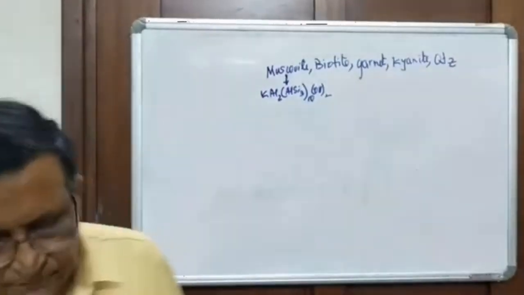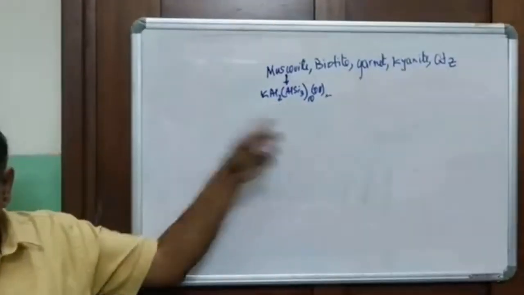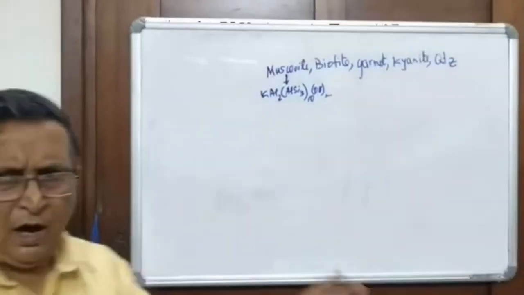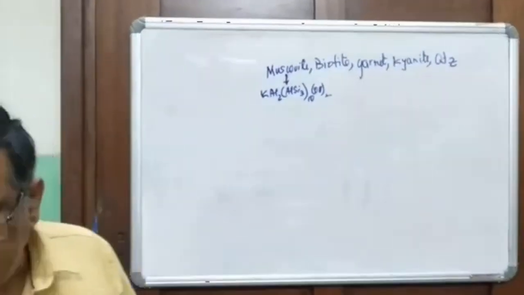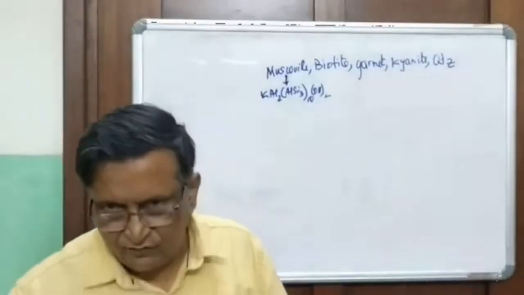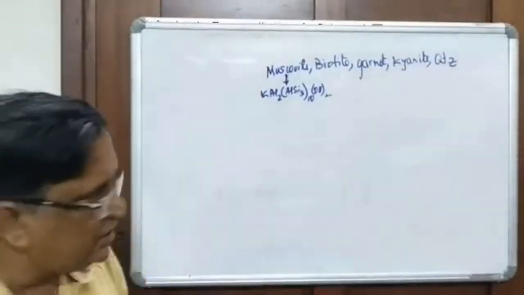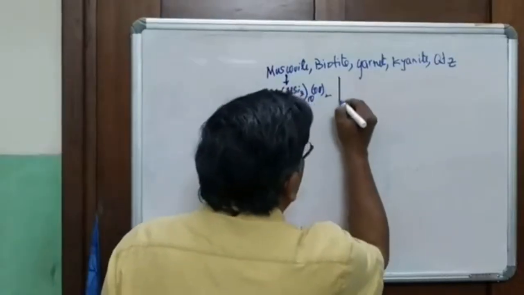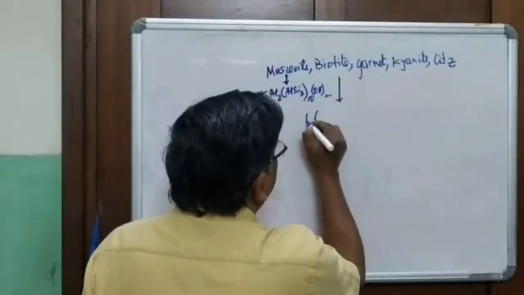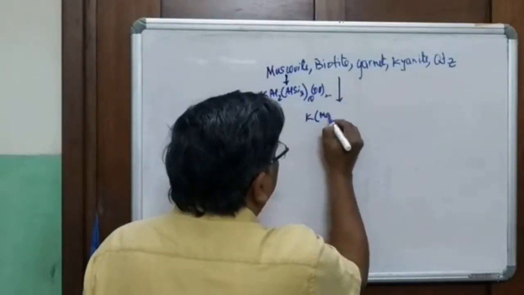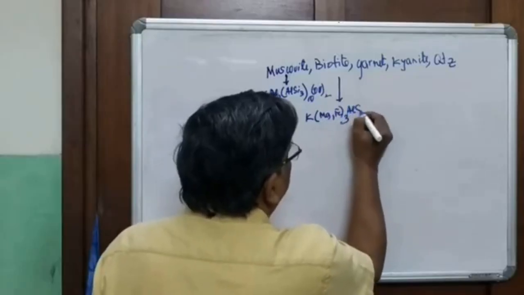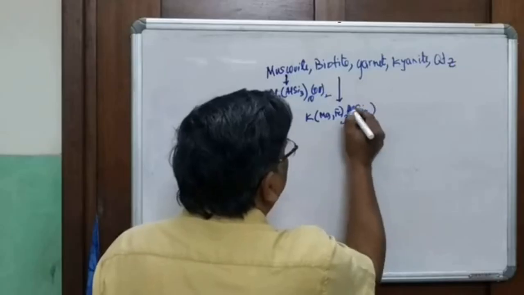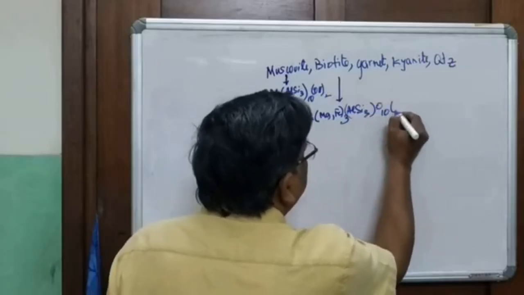You never get it, but this is ideal, near ideal. You get compositions close to ideal, but there are other things. We go step by step. We don't make things complex right at the beginning. It's not a good thing to do. Biotite: K(Mg,Fe)3 AlSi3O10(OH)2.